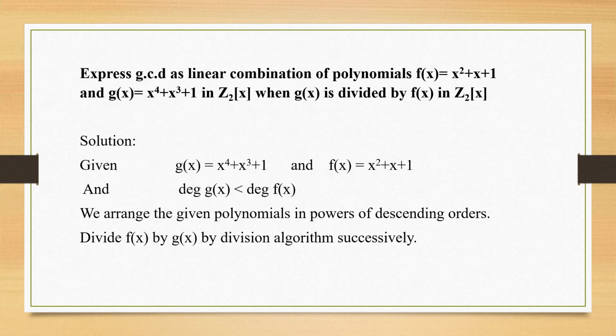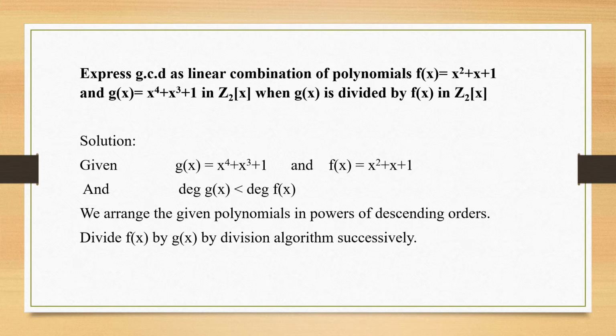So let's start with the problem. Express GCD as a linear combination of polynomials f of x equals x square plus x plus 1 and g of x equals x square plus x cube plus 1 in Z2 of x, when g of x is divided by f of x in Z2 of x. So they are not only asking for GCD, they are also asking for the linear combination of the polynomials. I'll tell you at the end of the problem how you are going to represent that as your linear combination. Now there are two polynomials given to you.